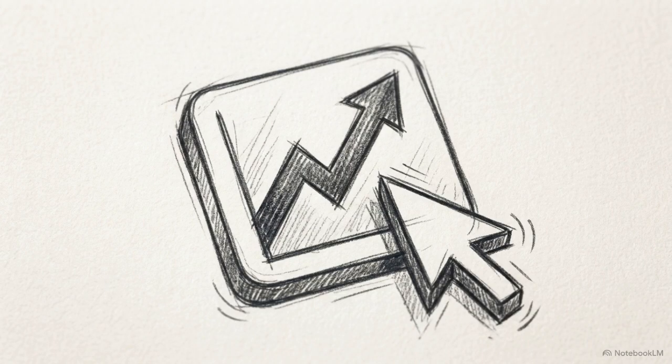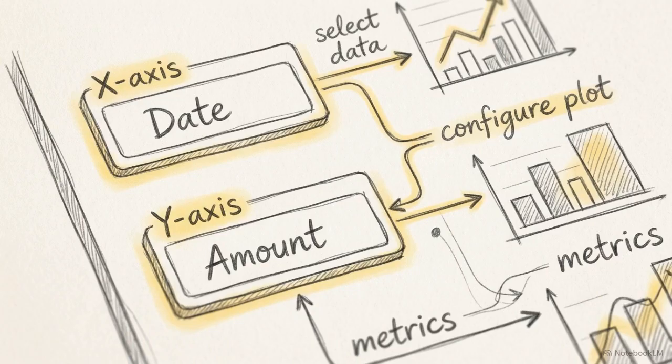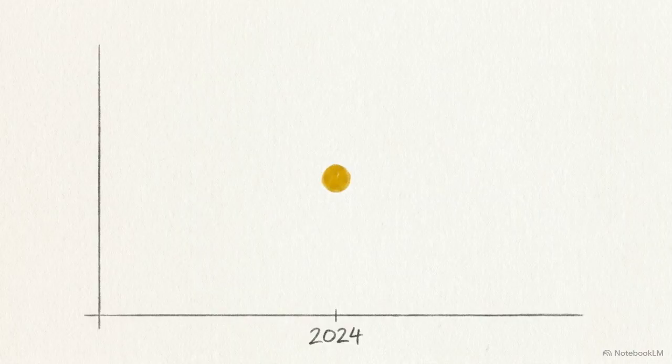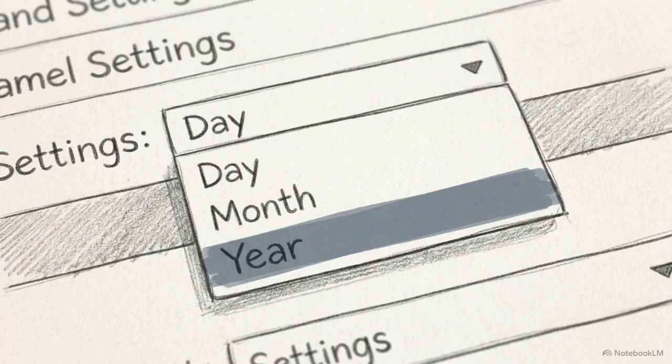To analyze trends, create a line chart. Place date on the X-axis and amount on the Y-axis. At first, the software will only show a single dot instead of a line. This is because the date hierarchy defaults to grouping all your data by the year.